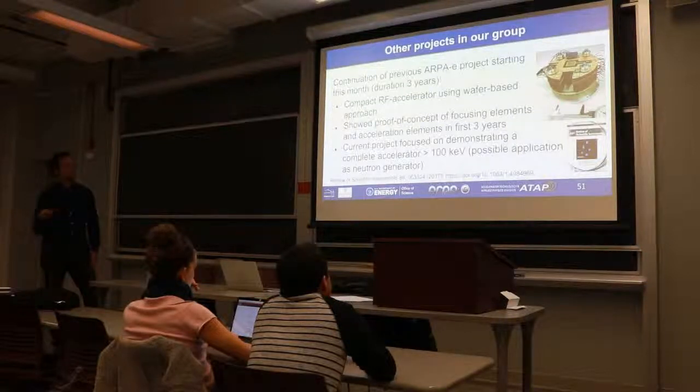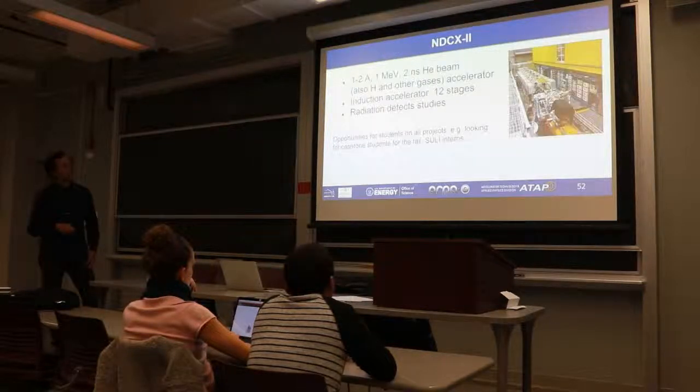One application is to make a nice neutron generator. If you have 100 kV, you can use multiple beamlets, so you can scale the current up. That's a nice thing about this approach. If you want more current, you just add more beamlets, and it should scale up to a certain size of linac.